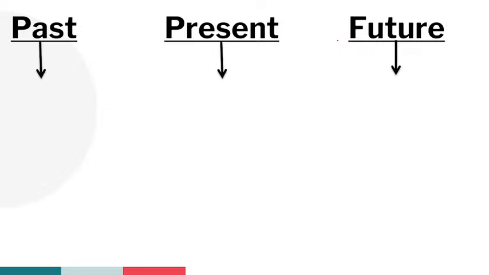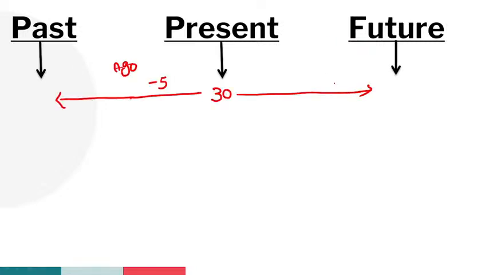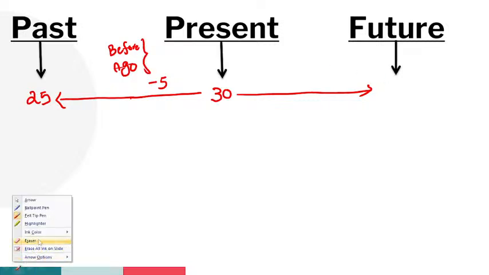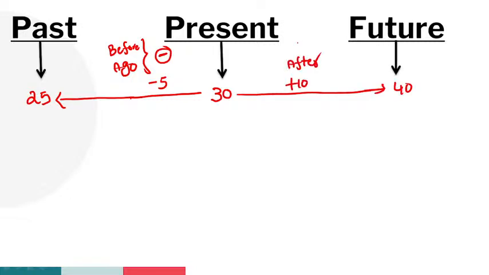Past, present, and future. All of you, please respond in the chat box. 5 years ago, my age was how much? 25 years. Here, ago means minus. I'm taking the same example. Presently my age is 30 years. So 5 years before, my age was 25 years.